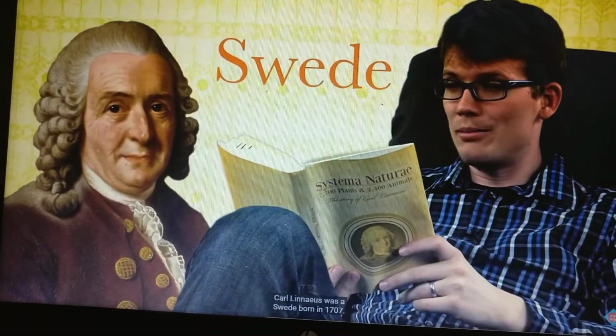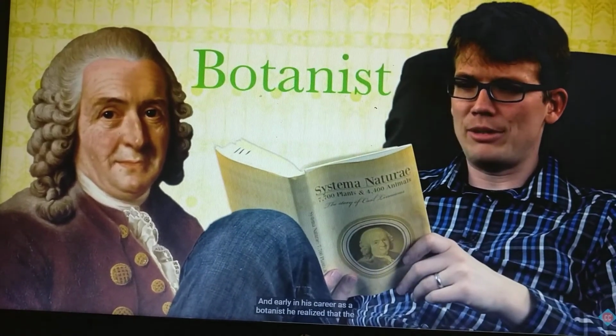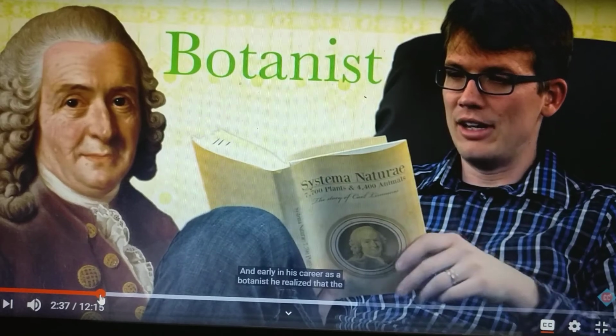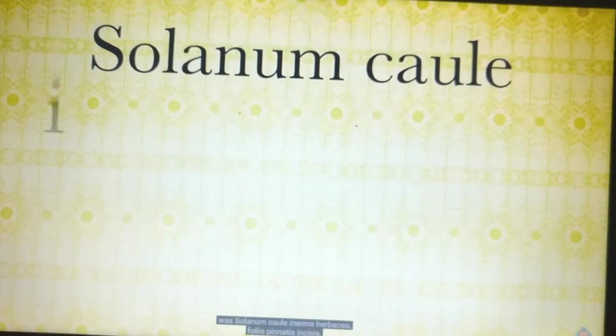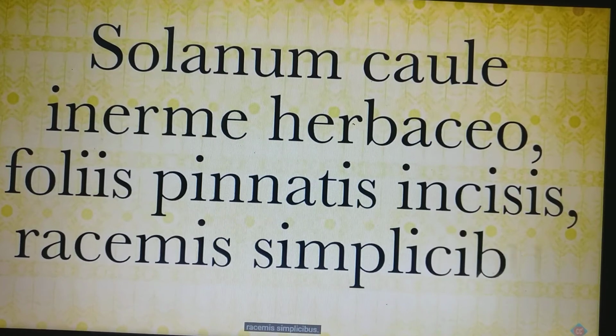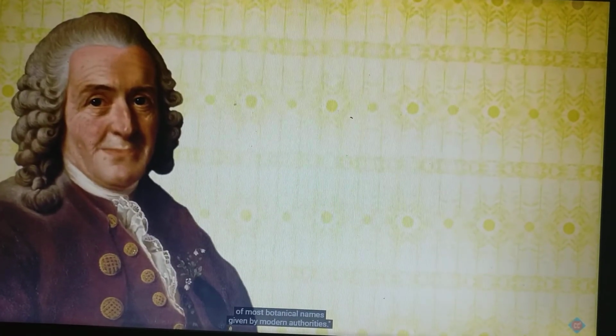He was a Swede, born in 1707, and early in his career as a botanist, he realized that the botanical nomenclature of 18th century Europe was, well, just crap. For instance, in his day, the formal name of a tomato plant was Solanum caule inerme herbaceofolus pinnatus incisus racemus simplicibus. Linnaeus actually said, "Once I shudder at the sight of most botanical names given by modern authorities."